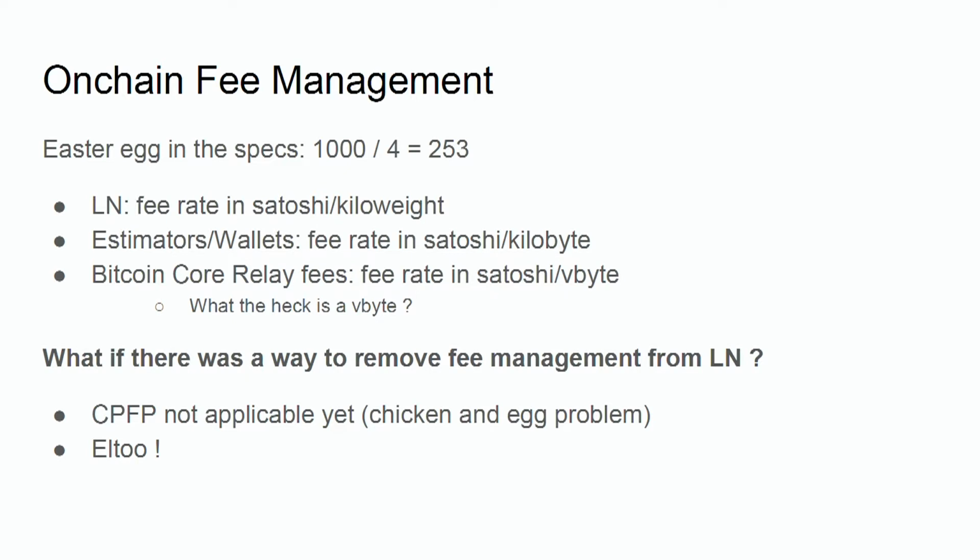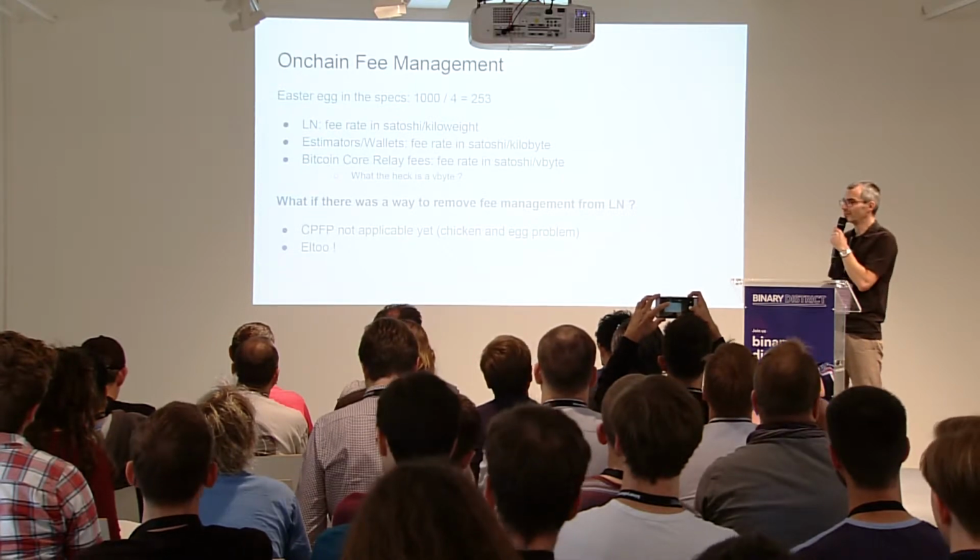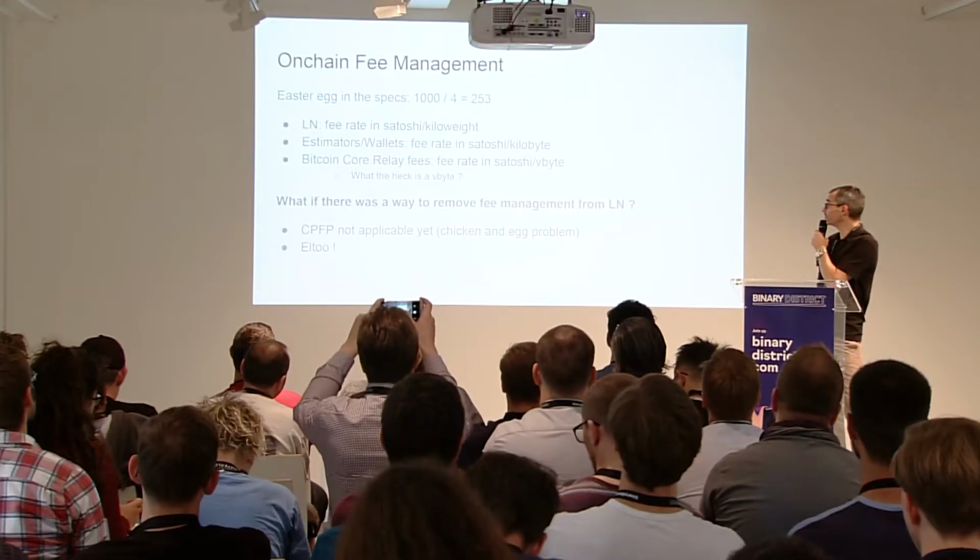Lightning uses fee rate in Satoshi per kiloweight, and the weight of a transaction is linked to SegWit. It's different. It's not its size, it's something else. Most wallet estimators will give you fees in Satoshis per byte because the size of the transaction is what matters on a Bitcoin network. It's like the post office. You pay for the weight that you want to send, not the actual value in the parcel that you're trying to send. And the Bitcoin relay fees are in Satoshis per virtual byte.